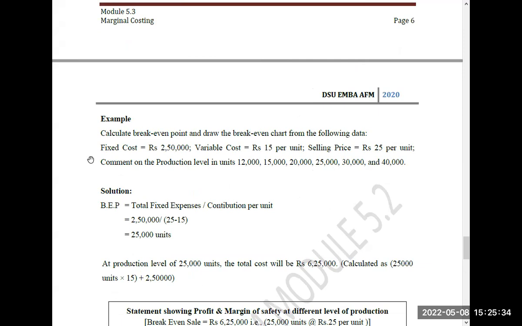You know the profit statement, which I told you just now in the beginning, before the break: starting with sales minus variable cost is equal to contribution, contribution minus fixed cost is equal to profit. That statement you have to prepare for all these levels of production. Next, profit on different levels of output.